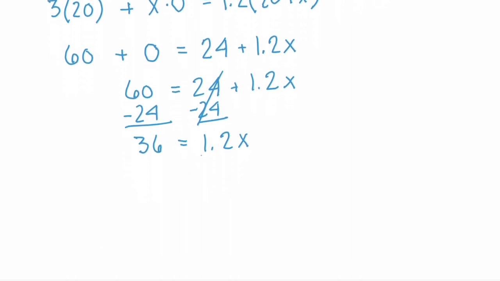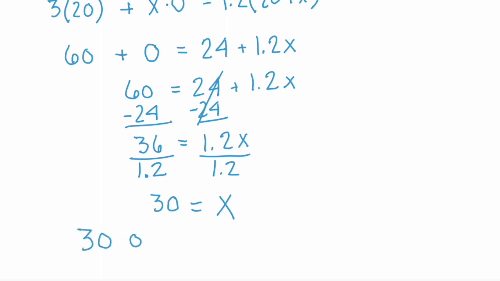And to solve for x, we have to divide by 1.2. So divide both sides by 1.2. We're left with x on the right-hand side, and 36 divided by 1.2 is 30. So x, remember above, represented how many ounces of water we need. So we know we need 30 ounces of water.